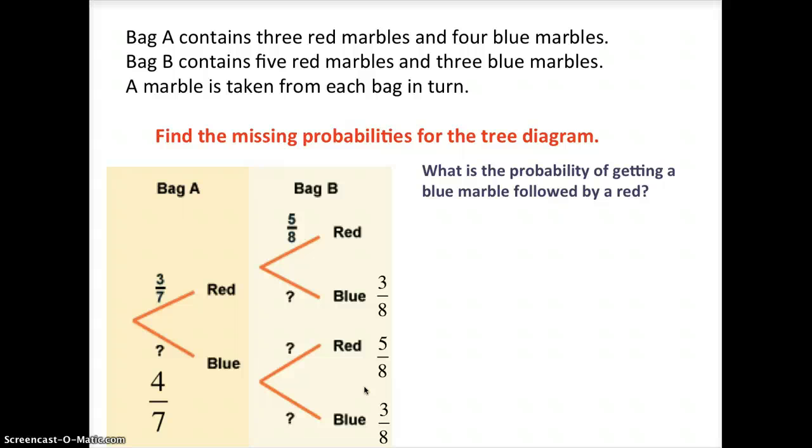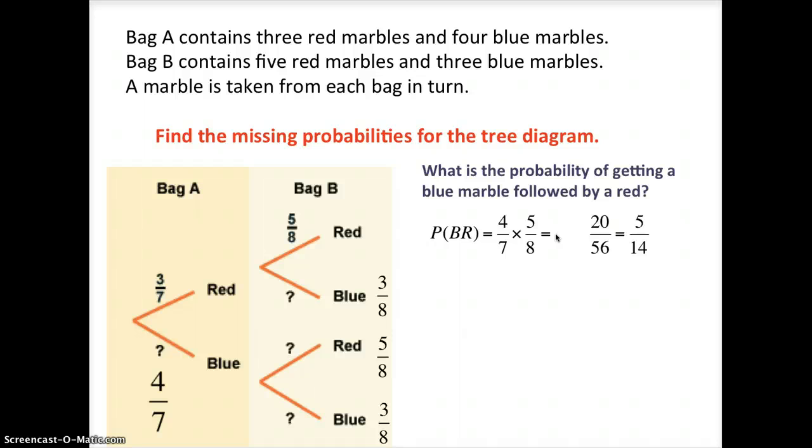Okay. The answer, please represent this by writing the probability of blue and a red. Blue here has 4 out of 7 probability, and then a red has 5 out of 8. So to find out the probability of an outcome, we multiply the probabilities of all the events along the path. So this path, 4 out of 7 times 5 out of 8, you'll get 20/56, or 5 out of 14.